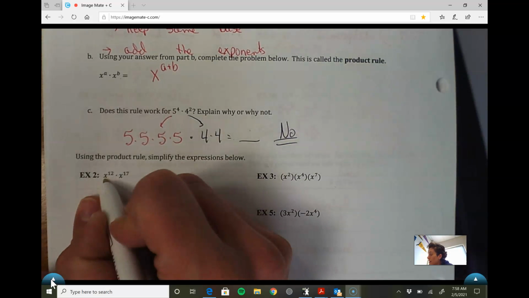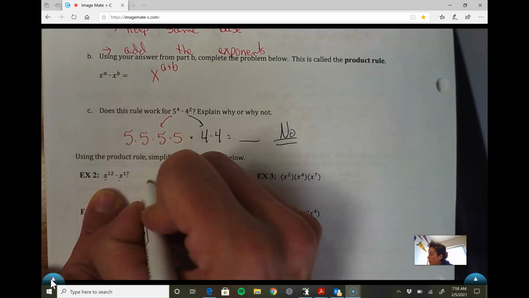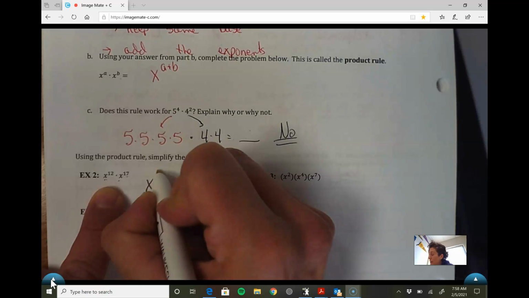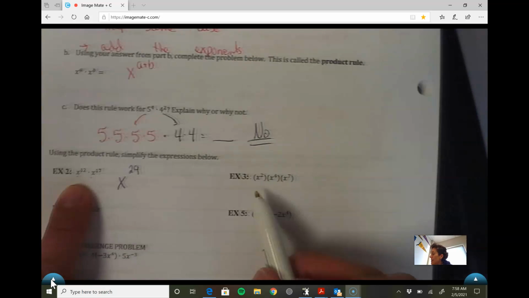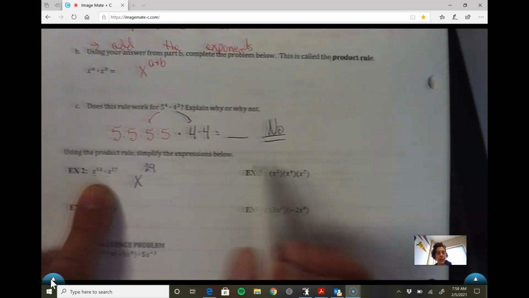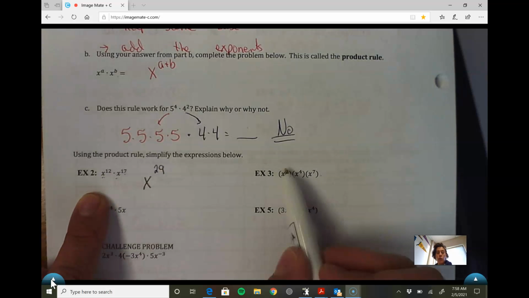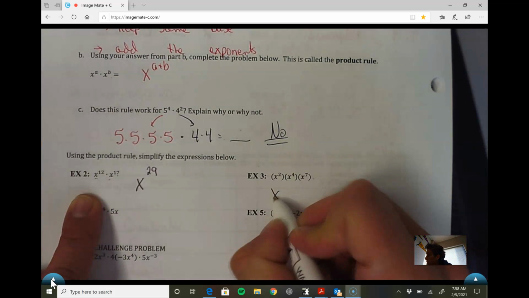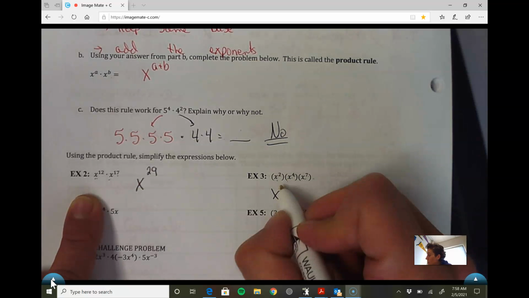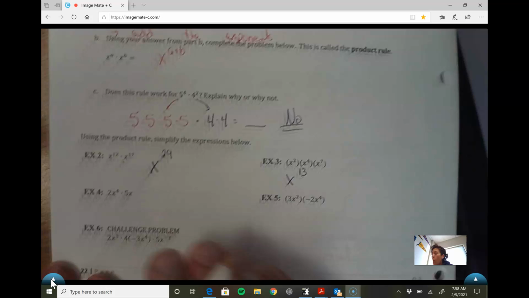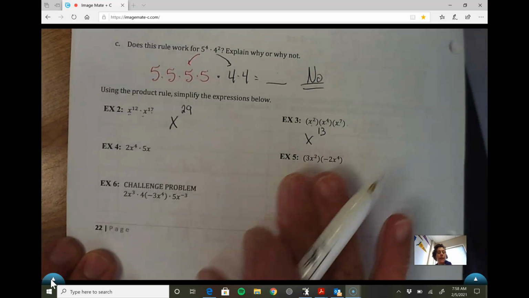So when I look at this, I have the same base. This is 12 x's. This is 17 x's multiplying to each other. So I realize, hopefully, that that can just be 29 x's multiplying to each other. And this one is just written a little differently. It's in parentheses, which still means multiplying. And instead of multiplying 2 things, we're multiplying 3 things. But it's all the same base, so I've got 2 and 4, which is 6, 6 and 7, which is 13.